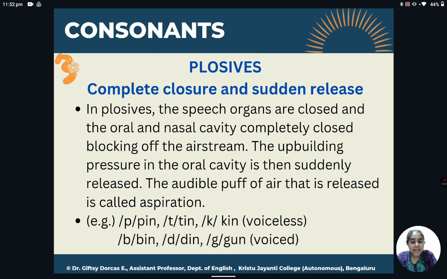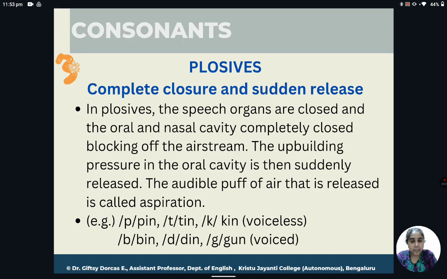So sounds like pin, p, tin, t, kin, k, they're all voiceless sounds, they're all plosives. Then bin, b, din, d, gun, g, they're all voiced sounds, they're all plosives. So for all of these there's a complete closure, and then there's a sudden release of air.